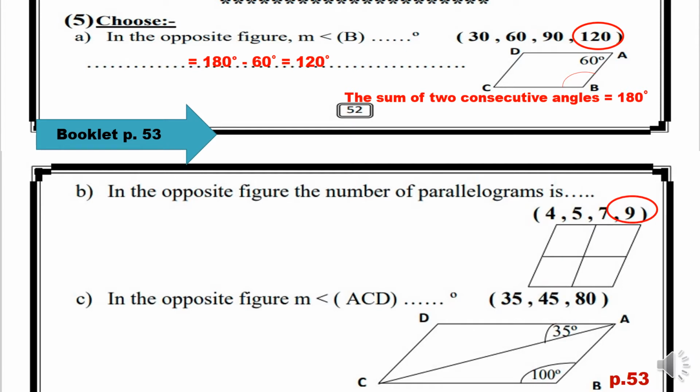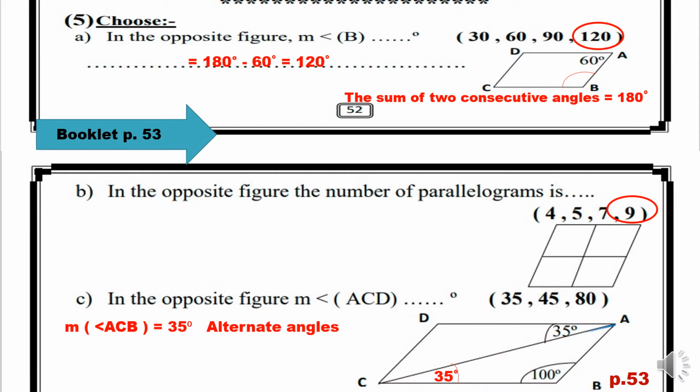In letter C, in the opposite figure, measure angle ACD equals. Okay, here I have a parallelogram ABCD. I have a diagonal AC, so I have alternate angles. Angle DAC is equal to angle ACB, equal to 35 degrees. Alternate angles. So I got angle ACB equal to 35 degrees.